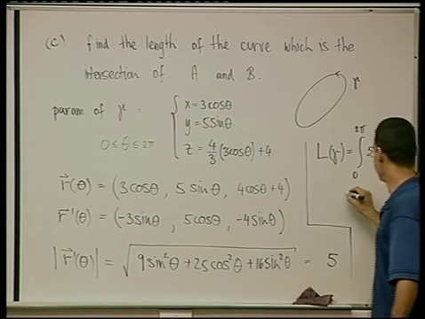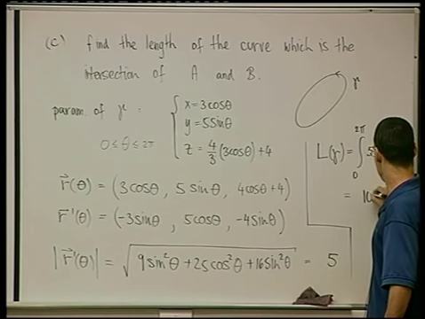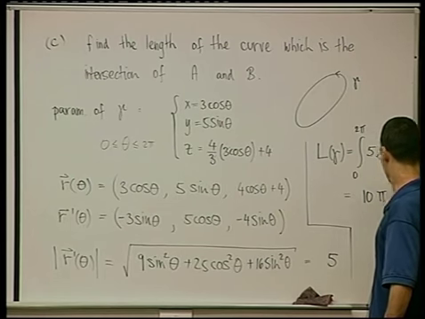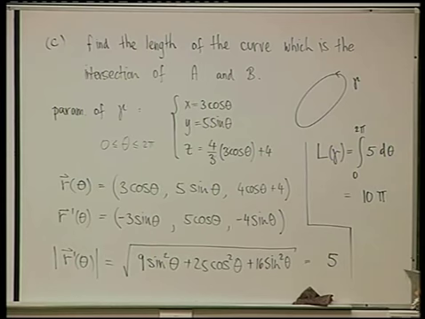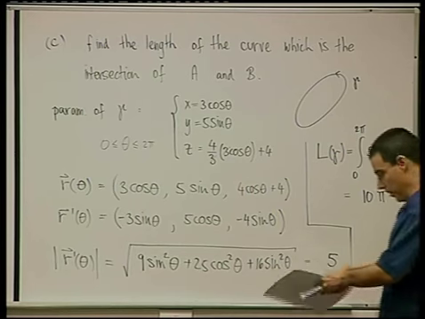And what do we get? 10 pi. Good? Questions? Everybody good? Okay. So that's part C. Okay. Part D.